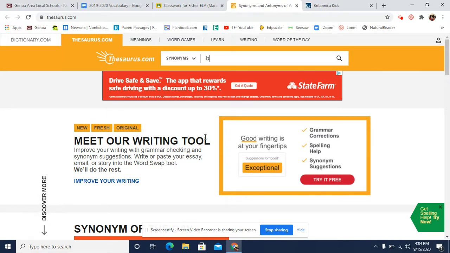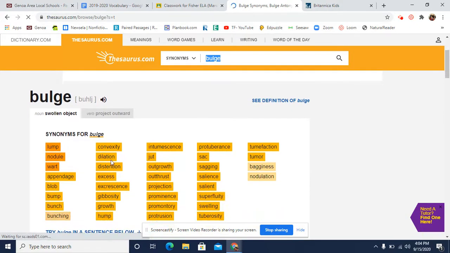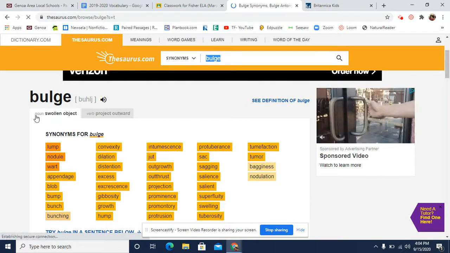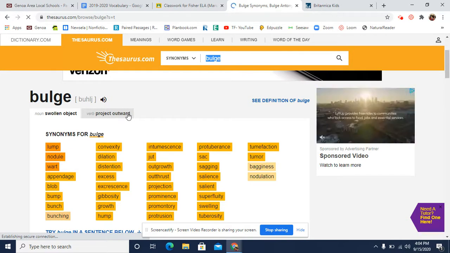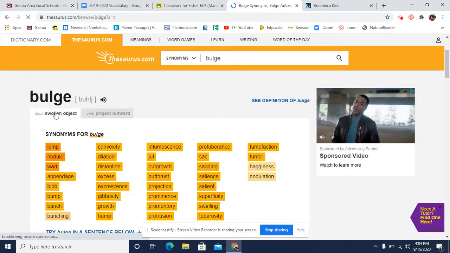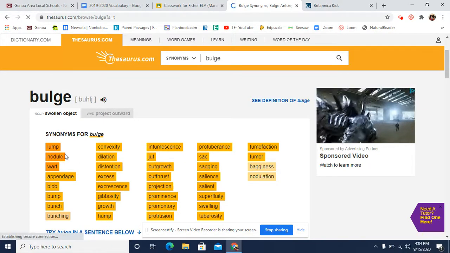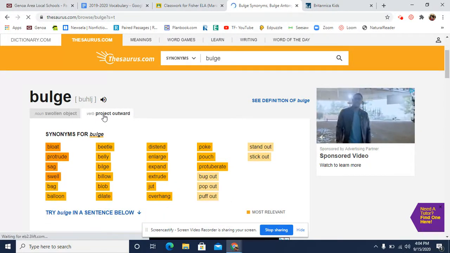So I type in bulged. And now, when you look at this, remember that we're using bulged as a verb. Look up here. It has swollen object. First of all, it says noun, swollen object. Then it has verb, project outward. This, we want the verb. So I need you to click on that and it changes. Okay. So if I were here, like lump, nodule, wart, those are not synonyms for a verb. Those are nouns. So you need to make sure that you are on the verbs.